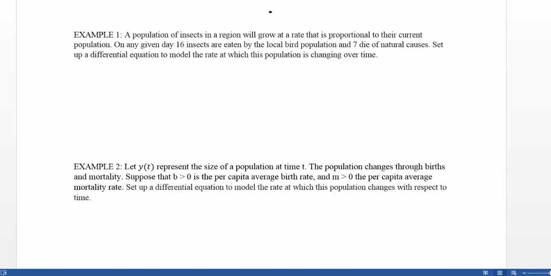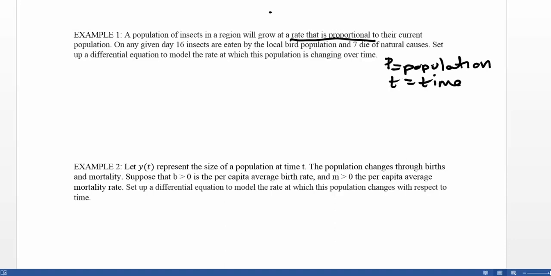So since we're looking for a differential equation, we are trying to relate the rate at which this population is changing, or the derivative, to the actual population itself. So here we see that the rate is proportional to the current population. In this particular example, we are not given any variables. So the two things we're talking about here is the insect population and time. So we need to come up with variables that represent these two things. So I'm going to use P for population, and I'm going to use T for time.